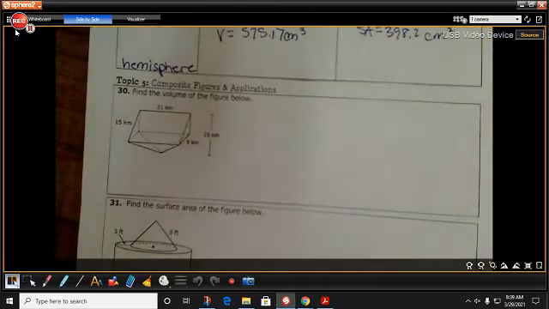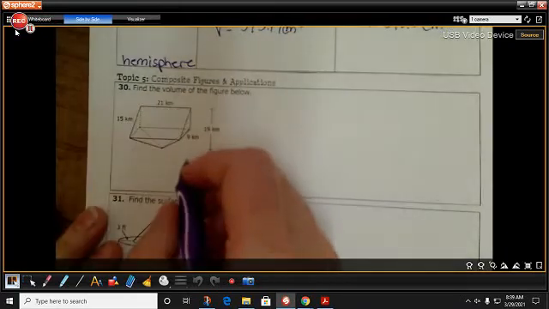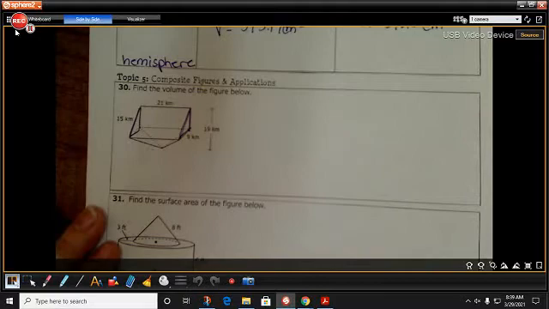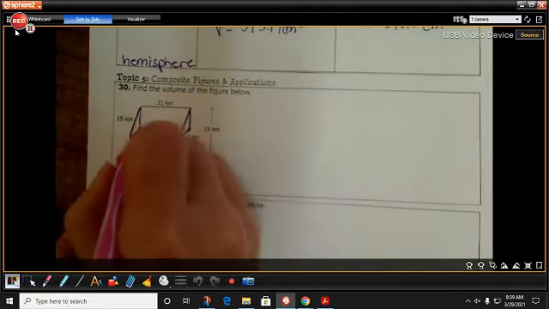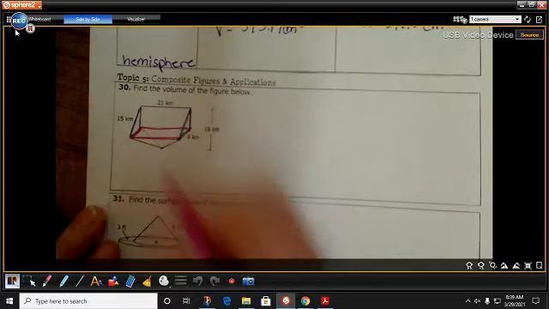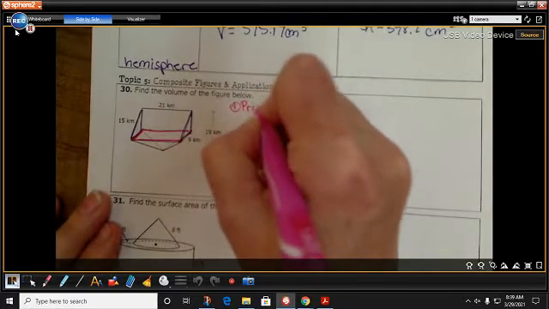Okay, now we have some composite figures. So for this composite figure, I have a triangular prism here on top, and then on bottom, it can be kind of hard to see, but I have a rectangular pyramid coming down here. And so we get to figure out which one of these we want to do first. I think I will do the prism first. So my first part, I'm going to do the prism.